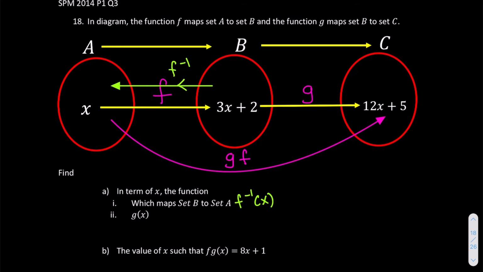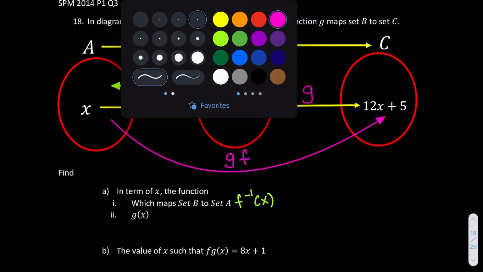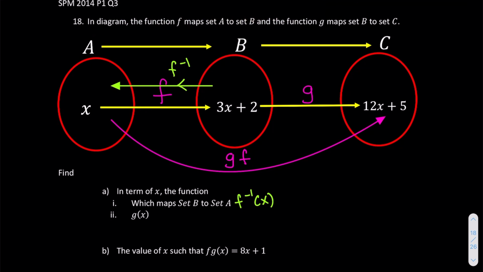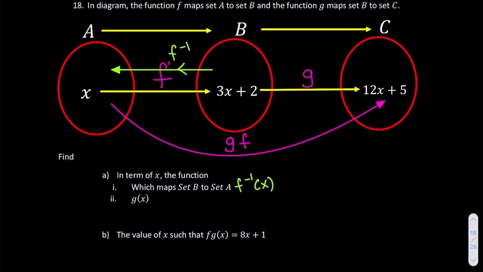Find the function of g of x. So they want to find g of x. But how do we compute this kind of arrow diagram again? If you don't really understand, you can look back at my video, but now I will just do it again one more time. So the first part here, we have f of x will give me 3x plus 2. And what happened here is, this function gf of x will give me 12x plus 5.